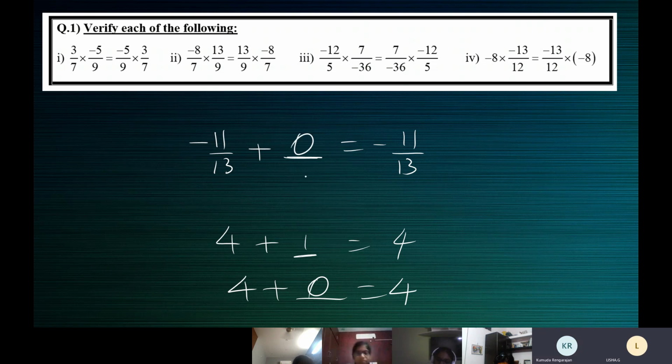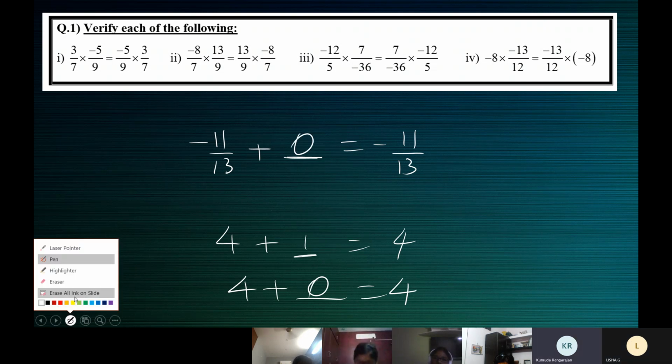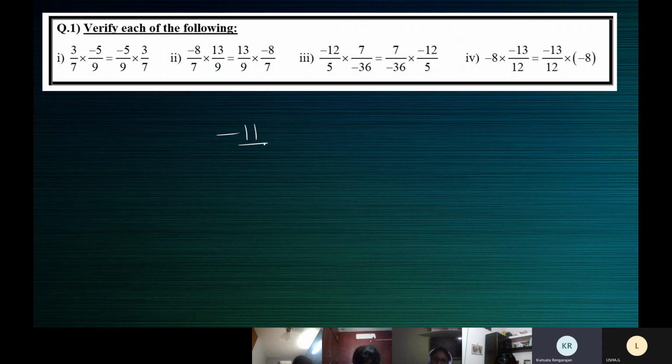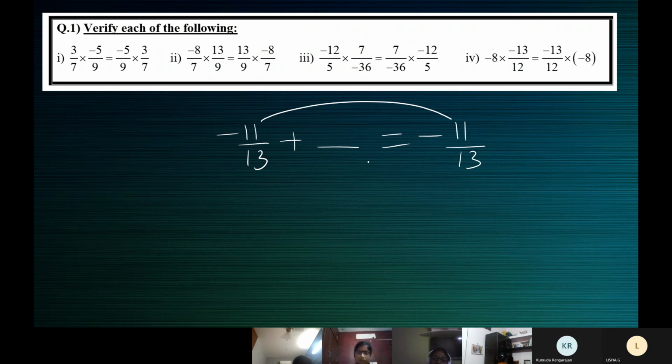0. I have a rational number minus 11 by 13. I want to add something to it, but I want to get the same answer. Ma'am, 0. Identical answer. Add 0. So 0 is called the additive identity of rational numbers.